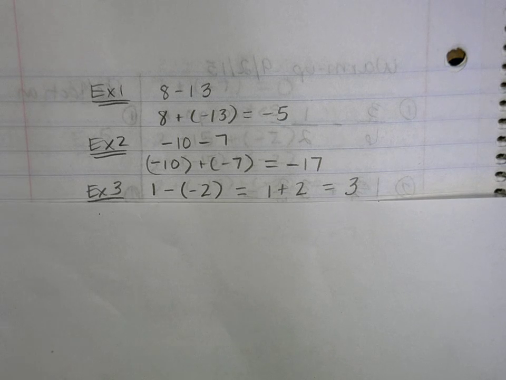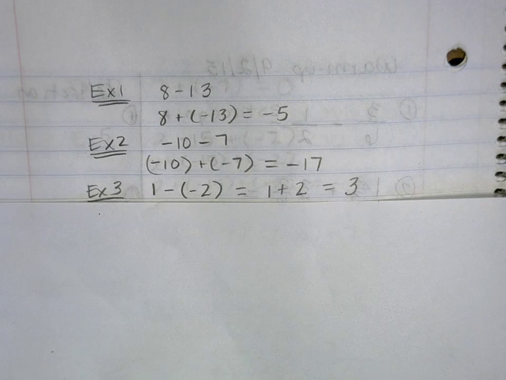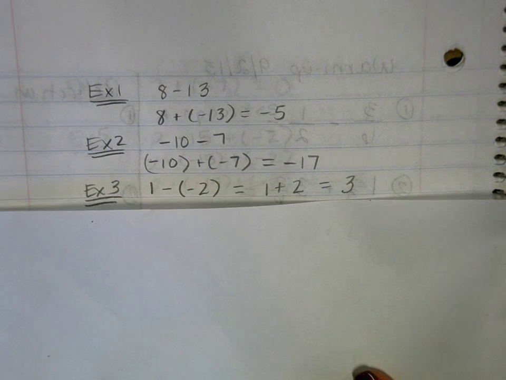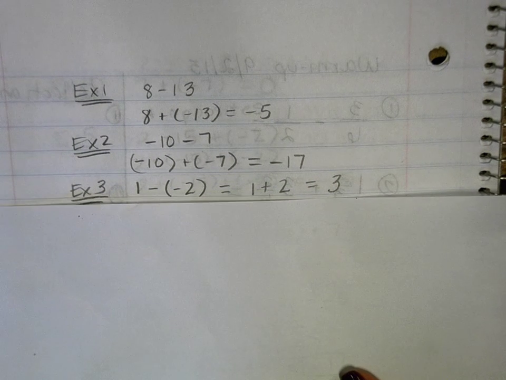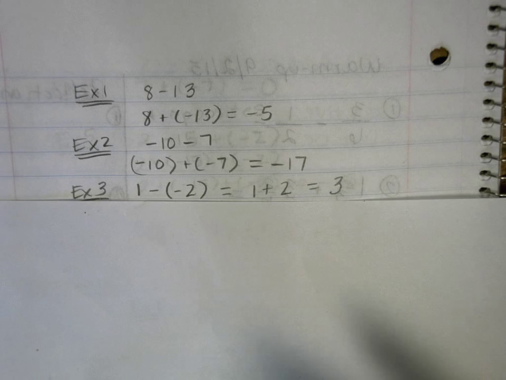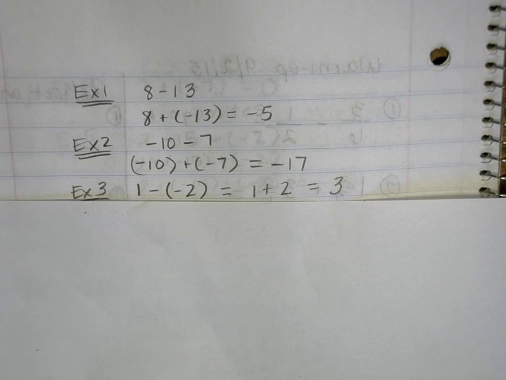What about that one? Well, that has a double negative. So now what we have is 1 plus 2 equals 3. Simple problem. So when you see those two negatives together with that parenthesis, you know it's an addition.